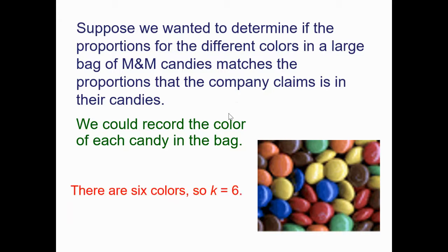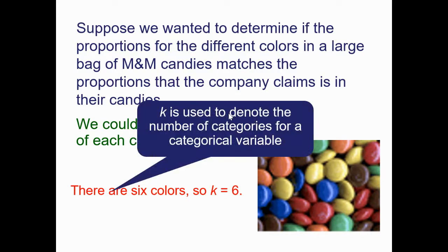Anyways, there's 6 colors, so we're going to say K equals 6. Now, what's K? K is used to denote the number of categories for a categorical variable. So K is the number of categories.